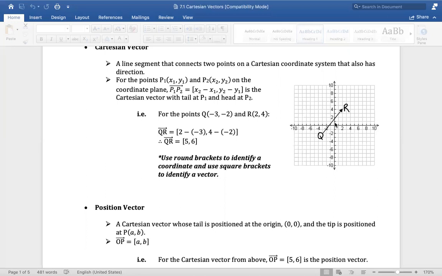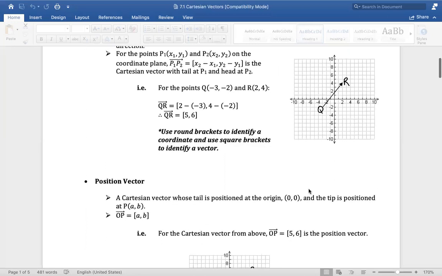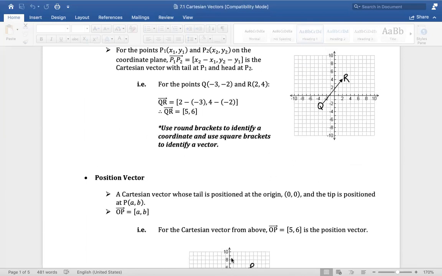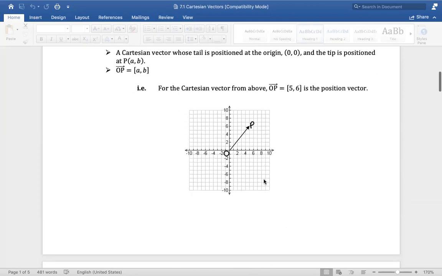So my tail would have to move to 0, 0, and therefore my head would have to move as well. But this is 5 units to the right and 6 units up. We're saying here, let's use the same exact vector. So move it 5 units to the right and 6 units up. So literally these vectors are the same. The only difference is that it's positioned at the origin.